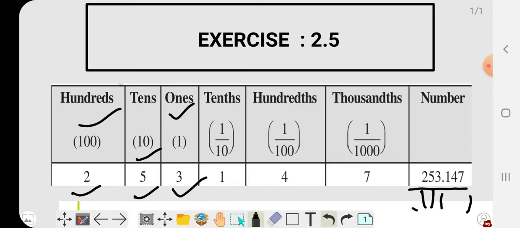So what about the numbers which are after the decimal? These are termed as tenths, hundredths and thousandths. Tenths is written as 1 upon 10, here it is 1, and hundredths can be found by dividing by 100, so we write it as 1 upon 100, here it is 4, and for thousandths it is 1 upon 1000, here it is 7. So this is the simple expansion of the decimal number. We can expand any decimal number by following this criteria.